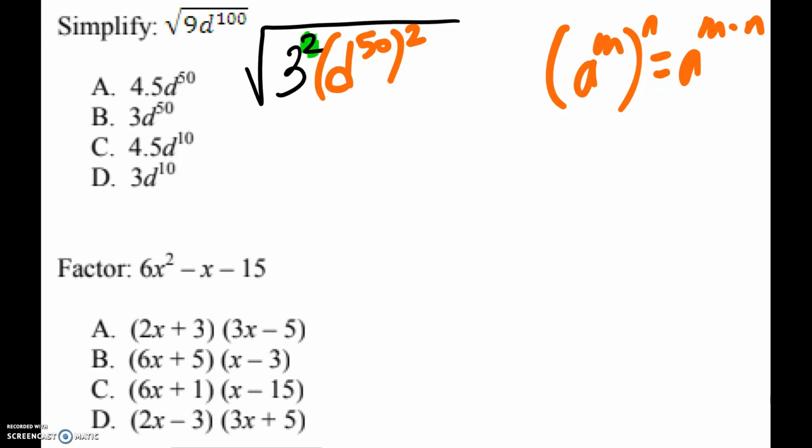So if this is a square root, there's an invisible 2 right here. We can take them out, as this 3 squared is going to come out as 3. And this d to the 100 is going to come out as d to the 50. So the answer is B.